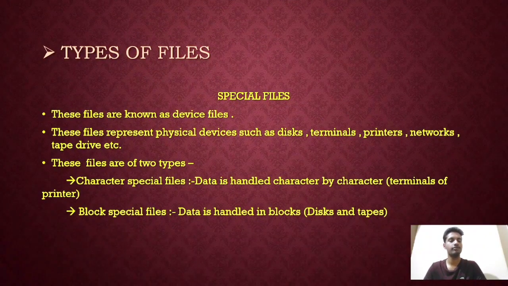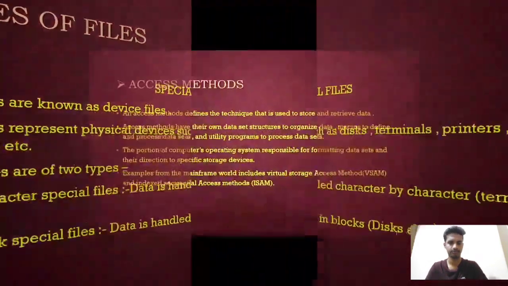Next up, we have the special files. These files are known as device files. These files represent physical devices such as disks, terminals, printers, networks, tape drives, etc. These files are of two types: character special files, in which the data is handled character by character, as in the case of terminals or printers, and block special files, in which data is handled in blocks, as in the case of disks and tapes.